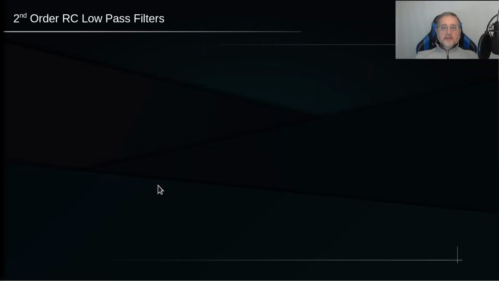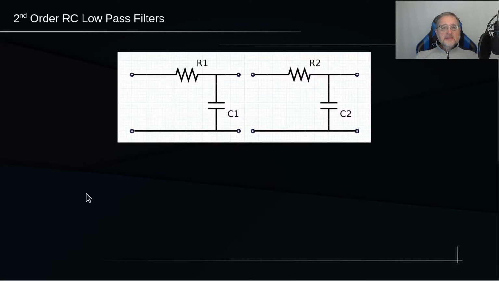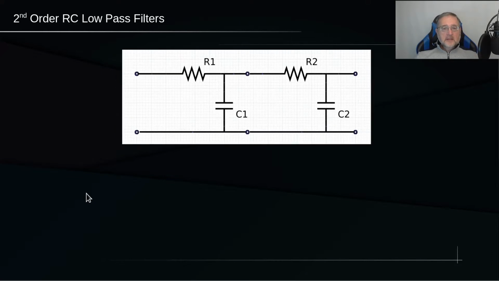The schematic for a second-order RC low-pass filter can be easily made starting from two first-order filters and connecting the output of the first filter to the input of the second, basically putting them in cascade. The result is this schematic. Let's see in lab how this filter behaves.